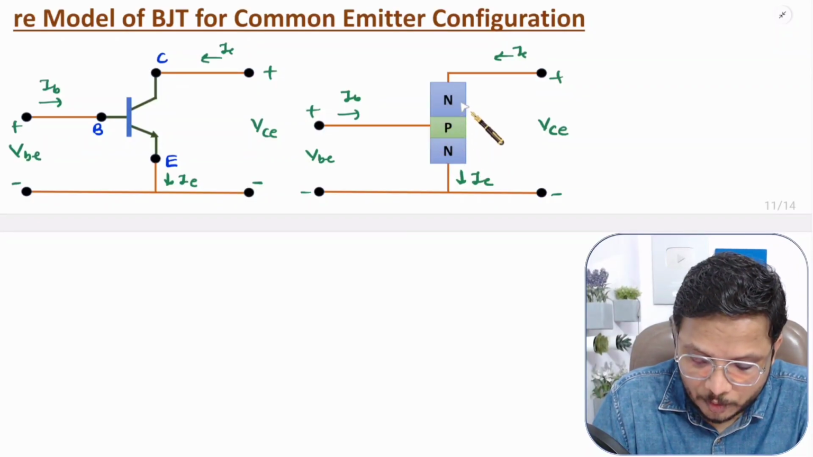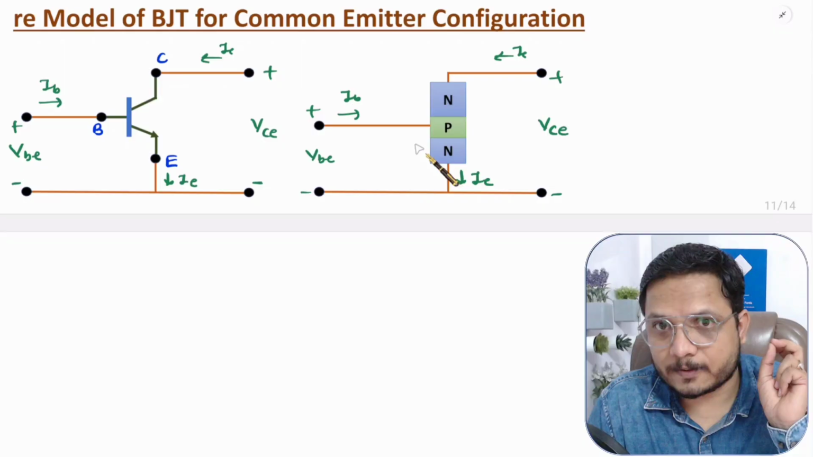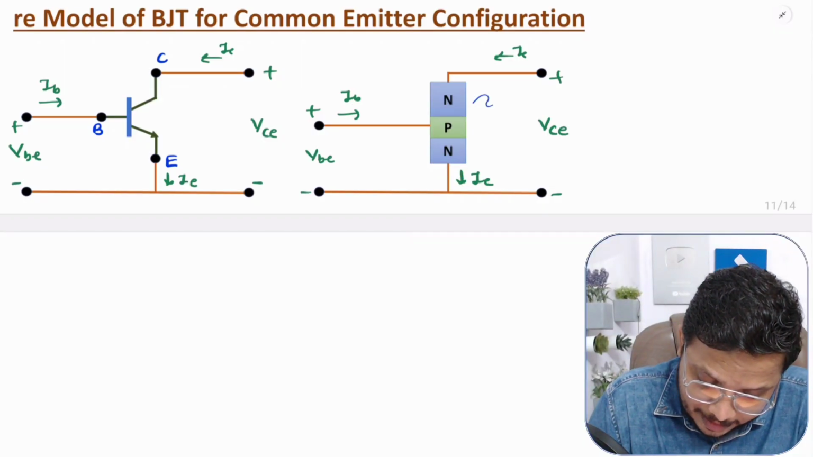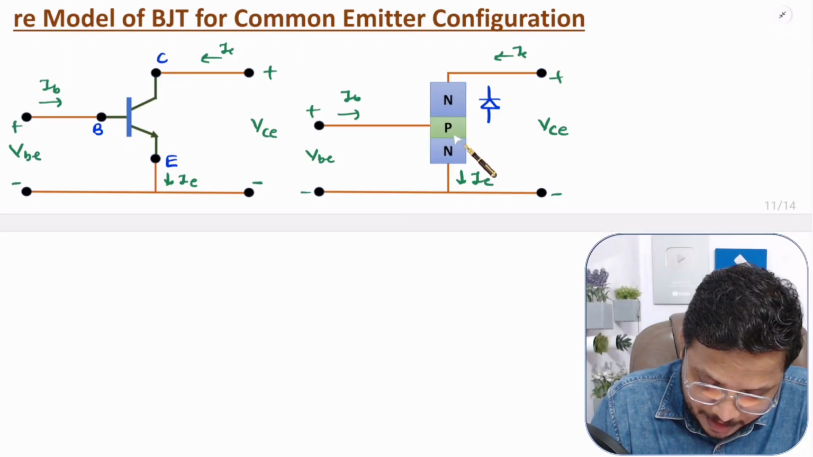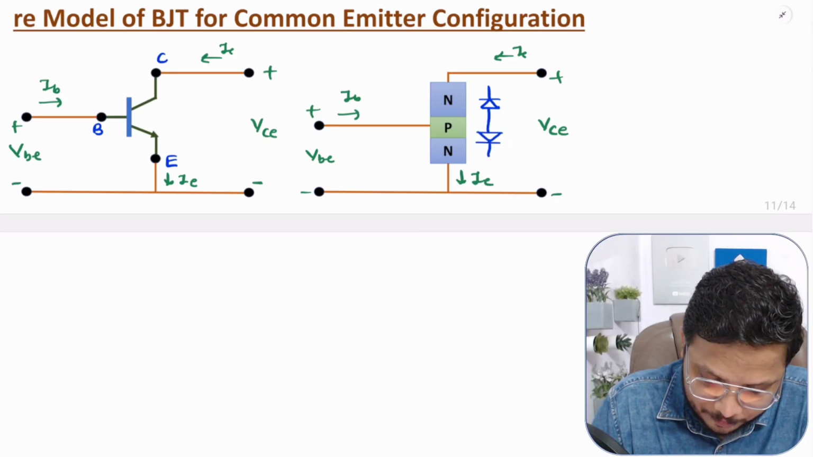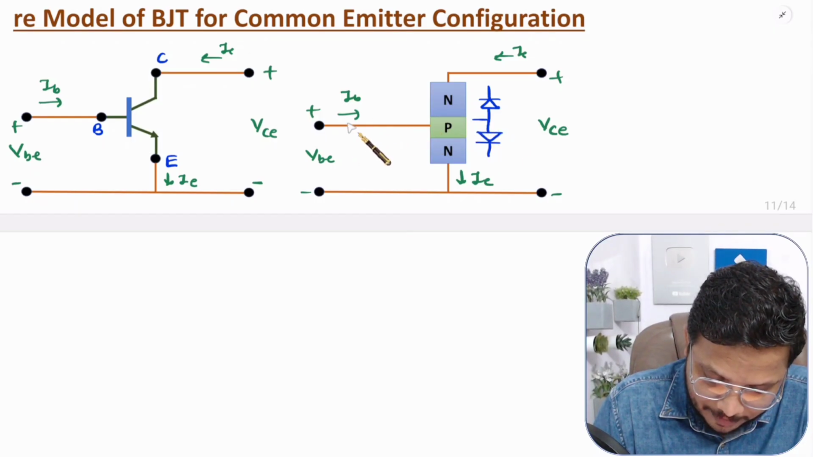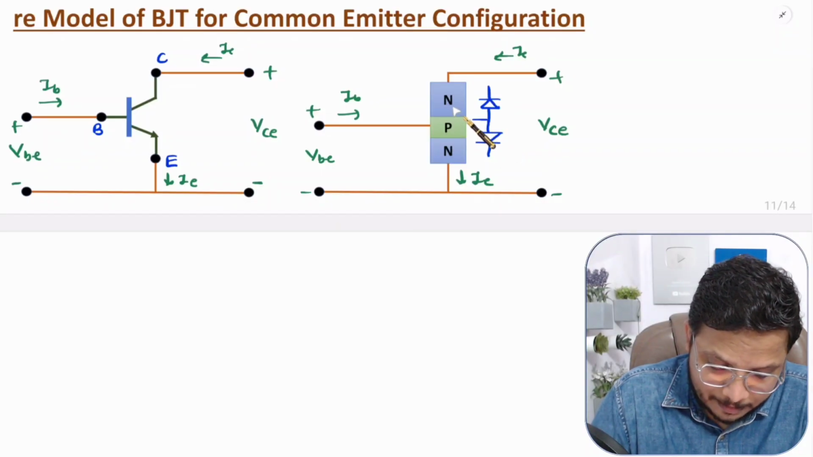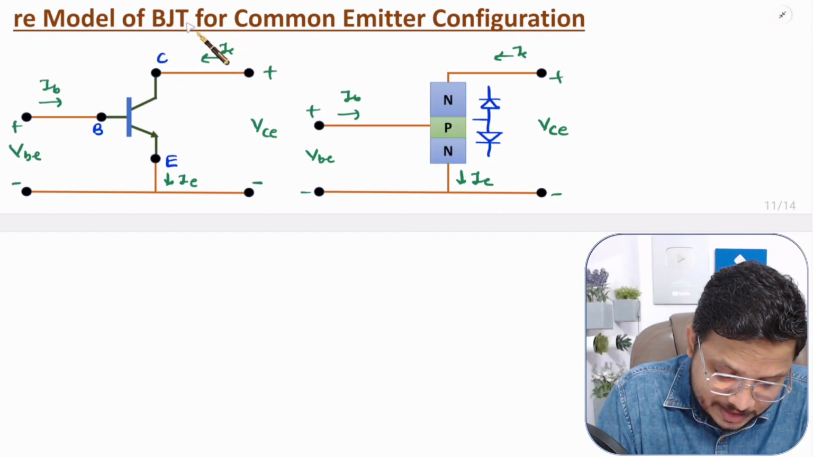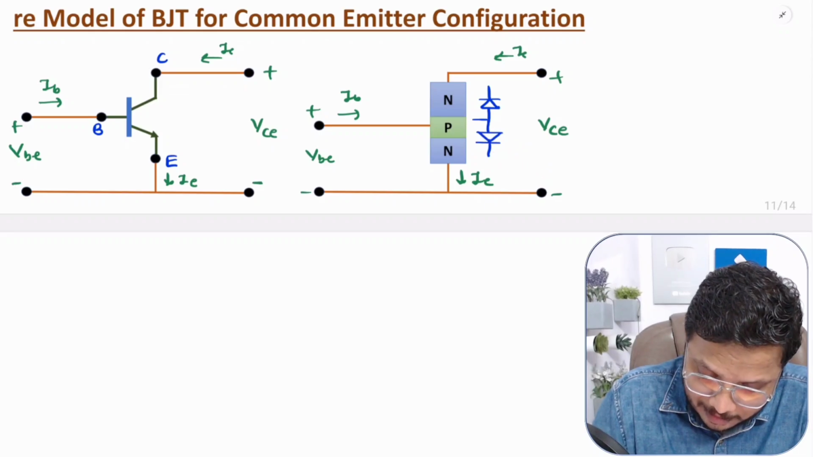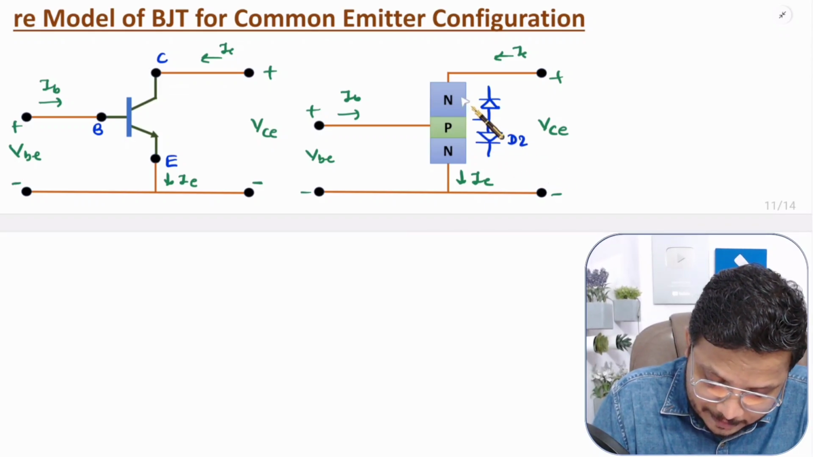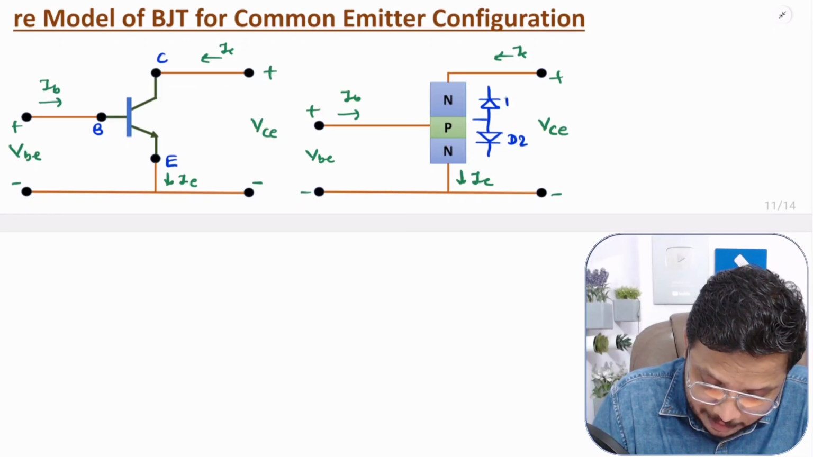Here we have two junctions, so you can replace this transistor in terms of two different diodes. Let me show you. Here we have one diode, an NP junction, so the diode will be like this. And here we have a second diode, that is a PN junction, so the diode will be like this. So we have two diodes over here, and this is the base. We are talking about the RE model of BJT, and this base emitter junction diode, let me name it D2, and this collector base junction diode is D1.